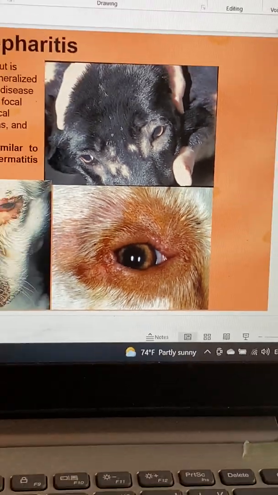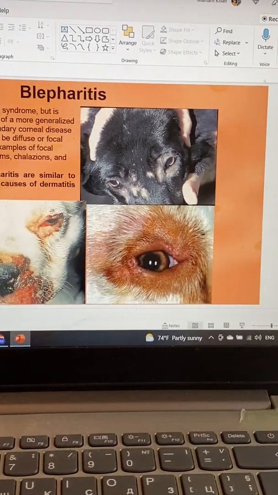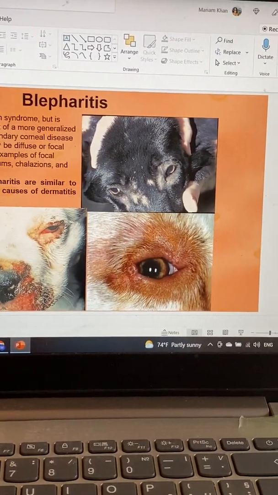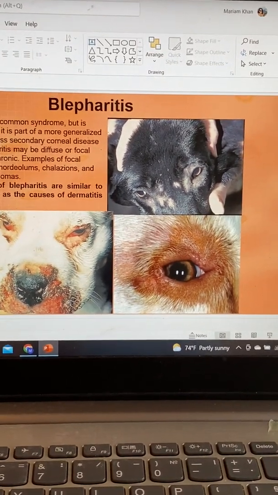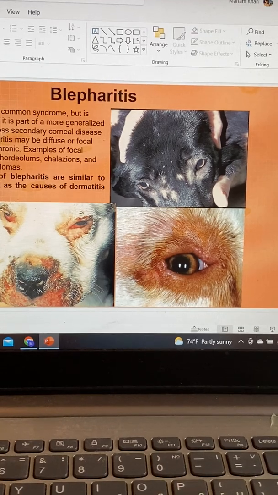So for example, we talked about neoplasias before. They can actually cause blepharitis. And of course, drugs, like if it's an allergy, you'll use antihistamine. It depends on the etiology.